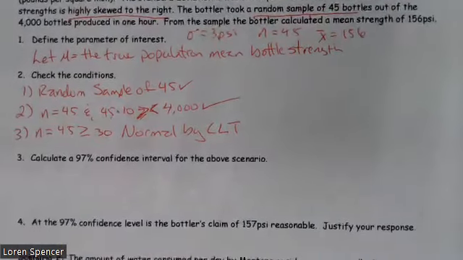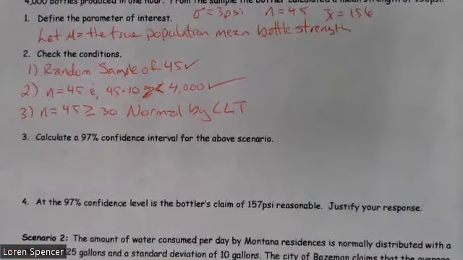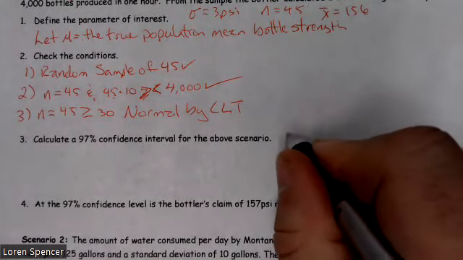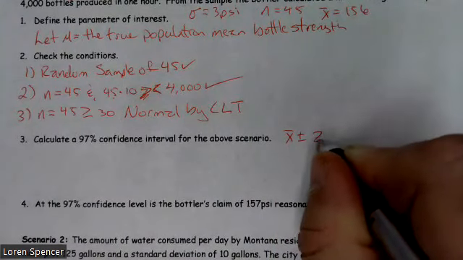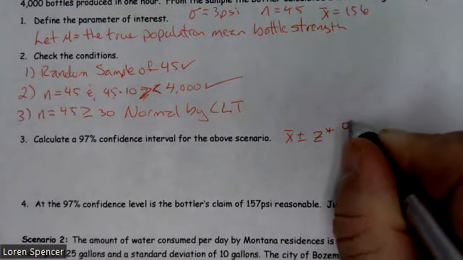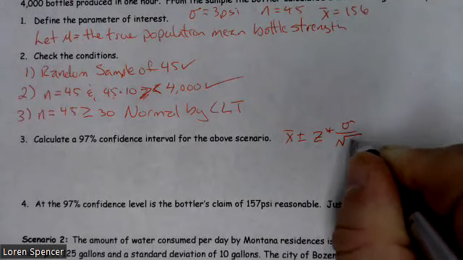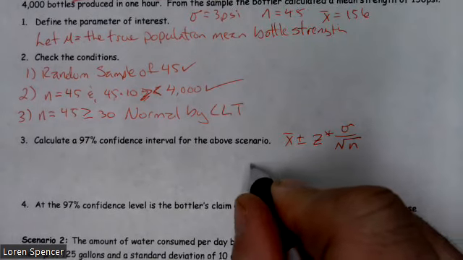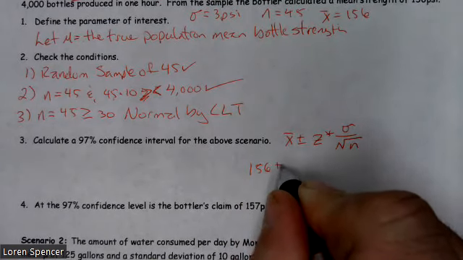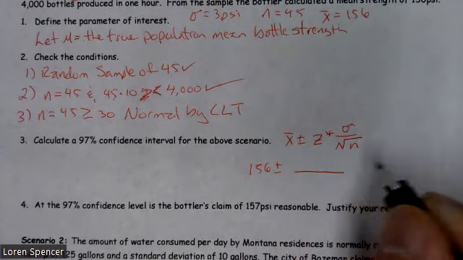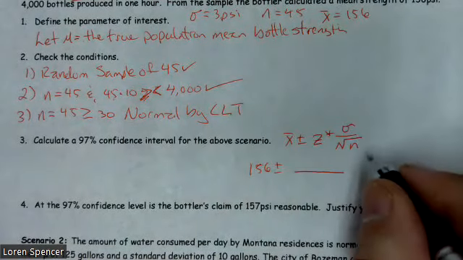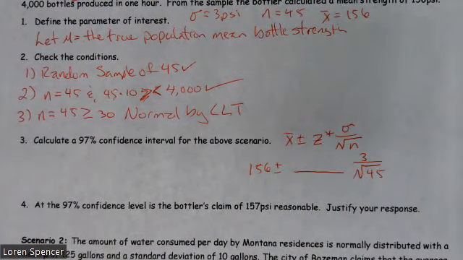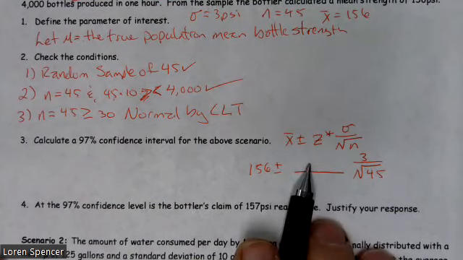All right. Says calculate a 97% interval for the above scenario. All right. So our formula is going to be x bar plus or minus z star, the standard deviation divided by the square root of n. So let's plug in what we have. Well, we know we have the 156. We don't have z star yet, so we'll have to come back to that. But we also have the standard deviation of 3, and we have the square root of 45, which is our sample size. So what I am missing still is my z star.